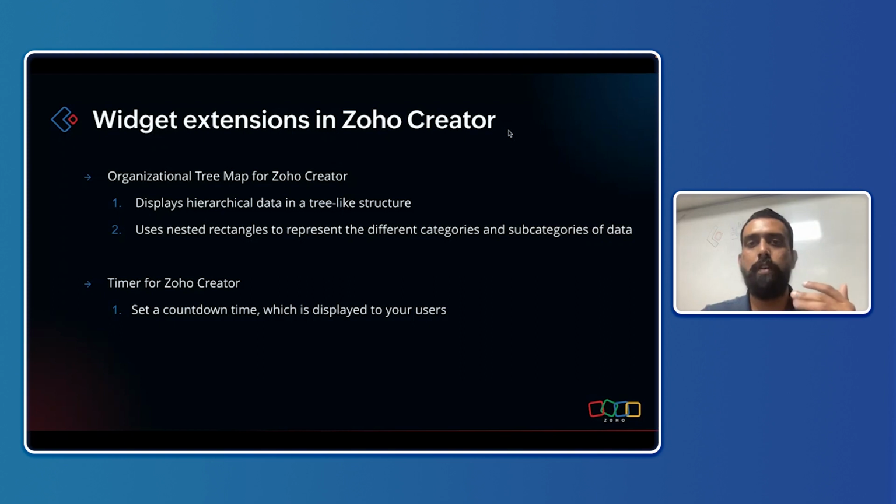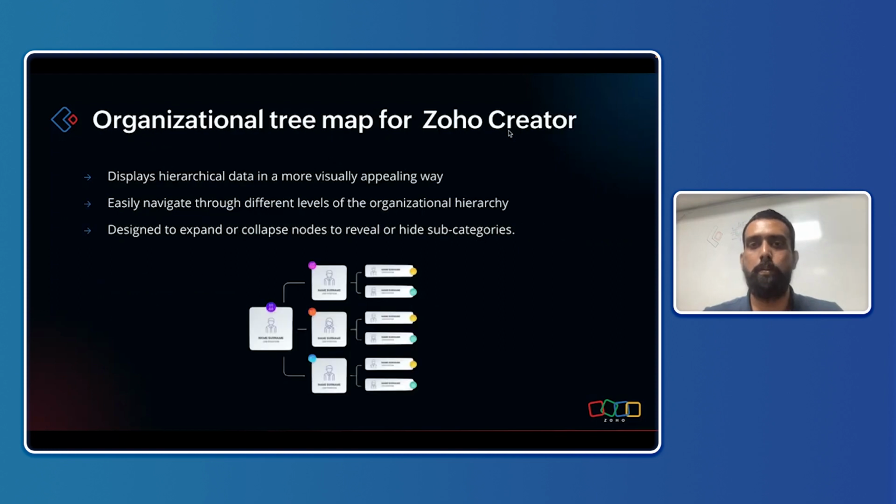You also have another widget which would be very useful, called the timer for Zoho Creator. With the timer, you can set a countdown time which displays the timer as a countdown for the user as well. Now let's look at both these widget extensions one by one. First, let's start with the organizational tree map for Zoho Creator.